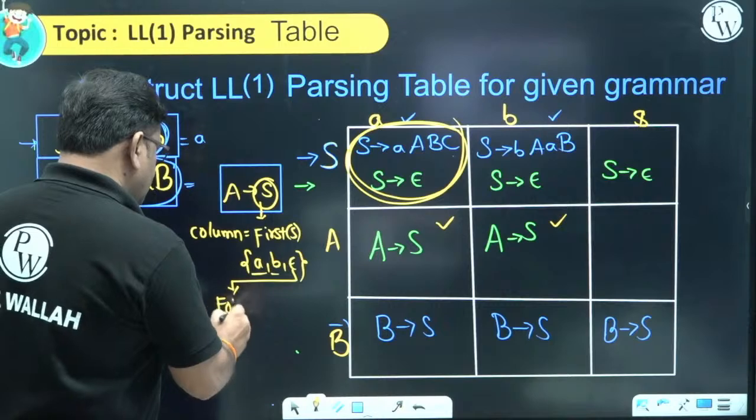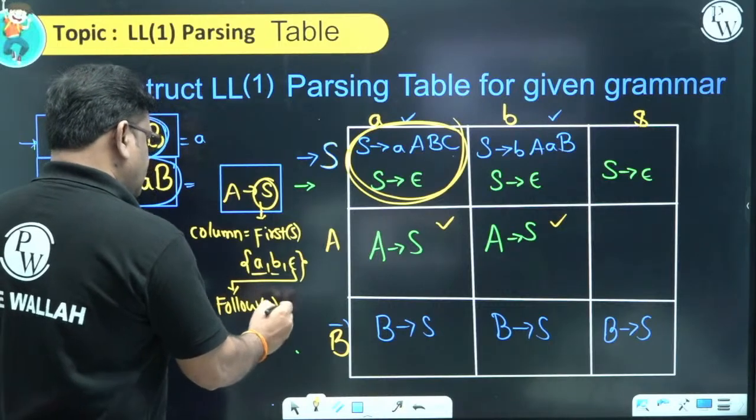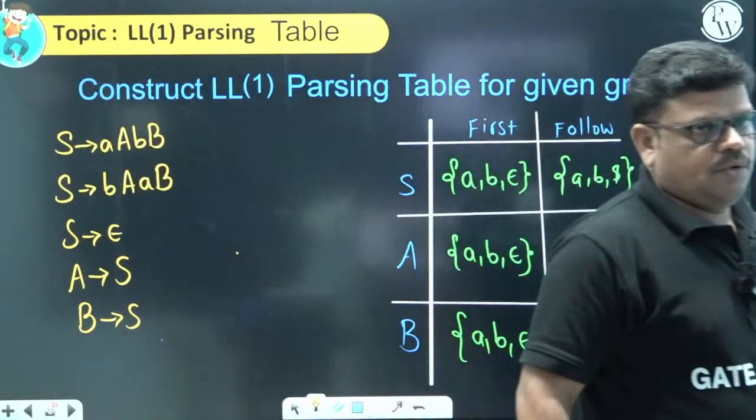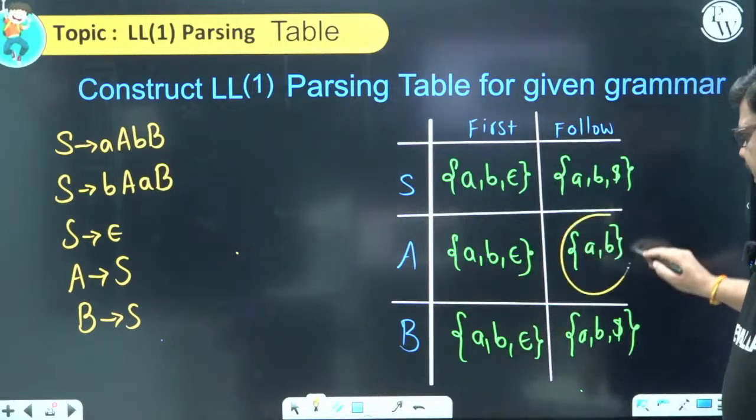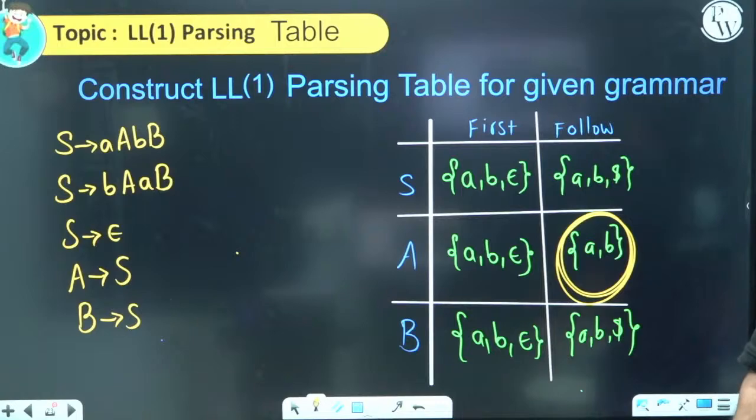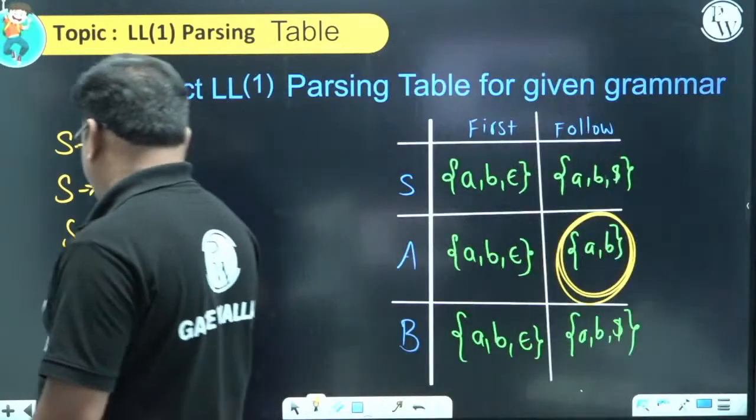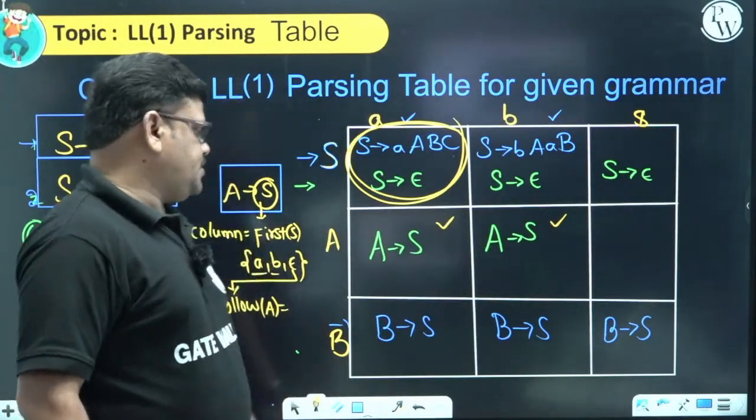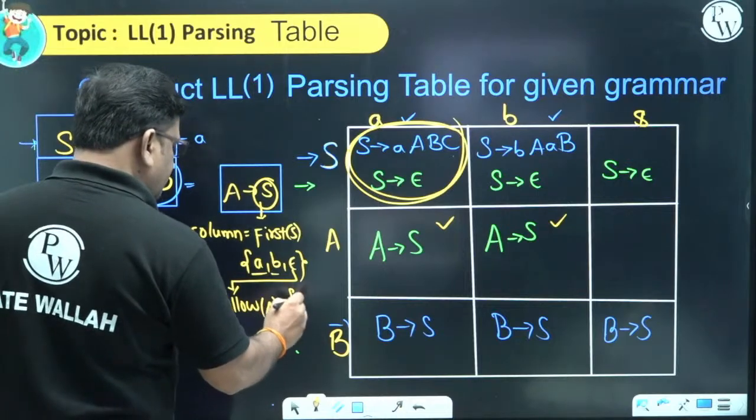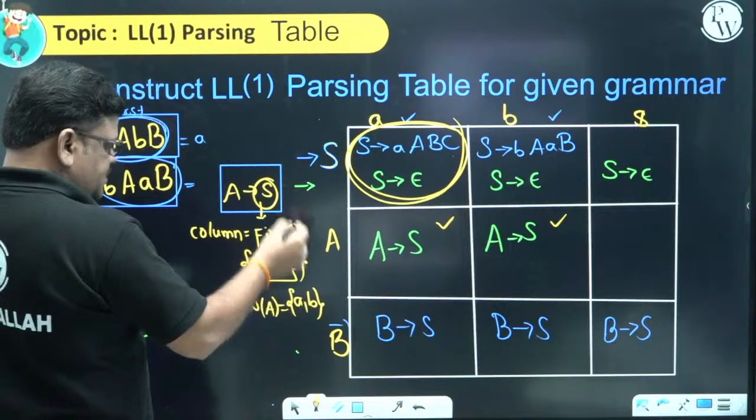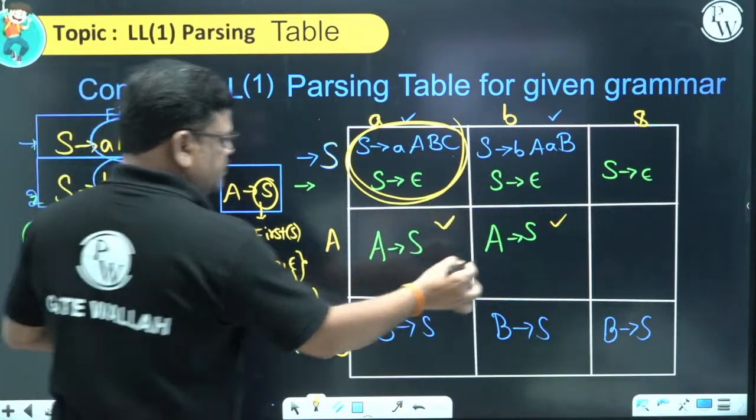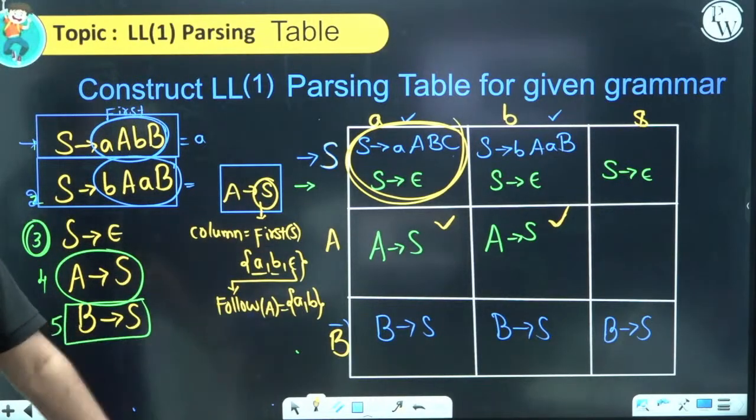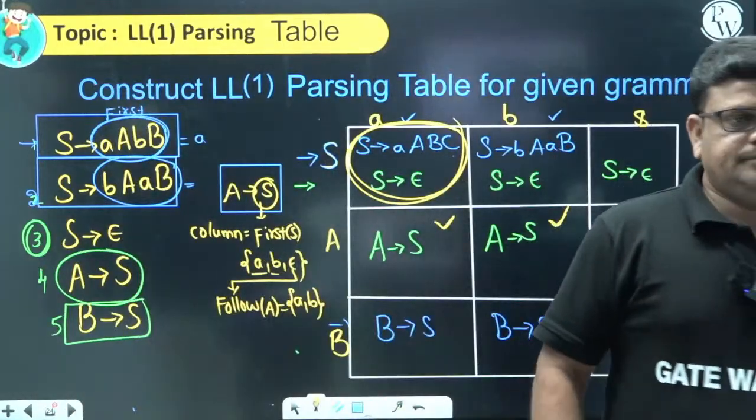we have to calculate follow of A. What is follow of A here? Follow of A is just A, B only. Dollar is not included. Someone is asking this doubt: why we don't have A to S in the dollar position? Because follow of A has A comma B, so we have to place this production in the A place, which is already there, and the B place, which is already there. So dollar is not coming here. That's why I'm not placing this one here.